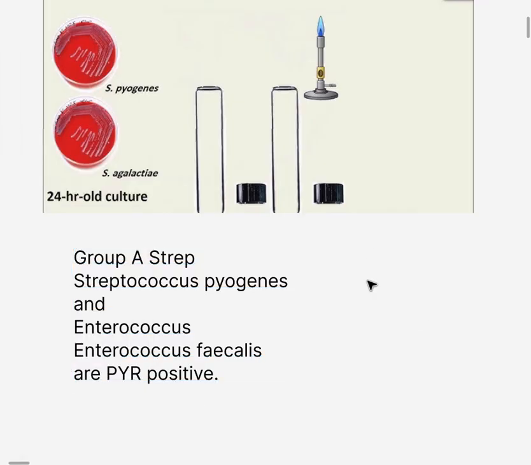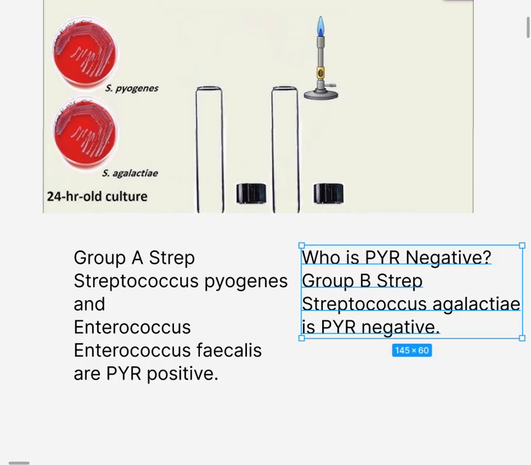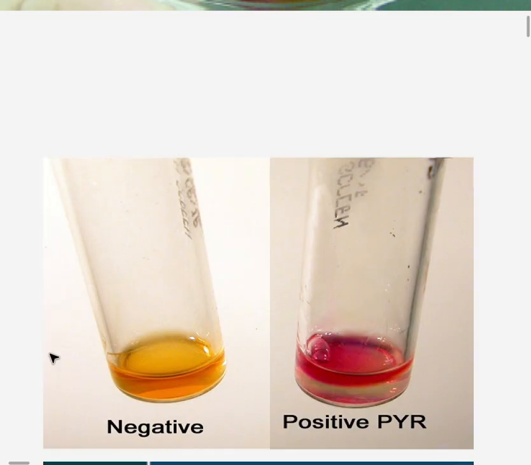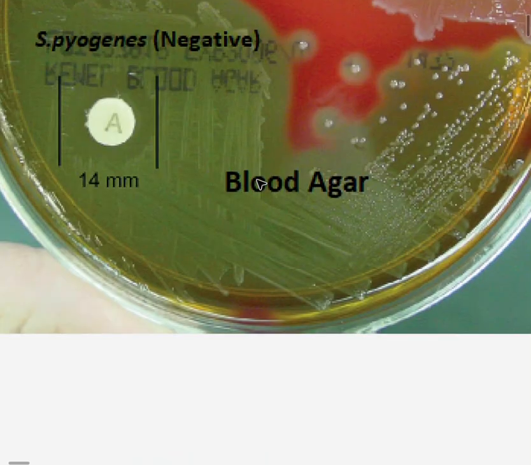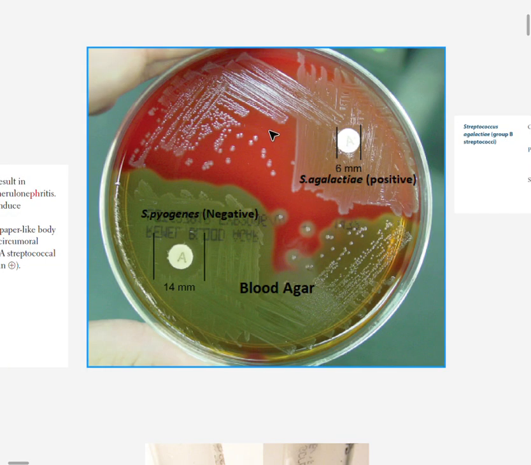How is it performed? You basically add the PYR reagent, and if the enzyme is present, you get this bright red color that appears, right? Can you see this bright red color? This appears in a positive PYR organism where the PYR enzyme is present, right? If there's no enzyme, there's no change and it's negative. So can you see this here? This is positive, and this is where you have no change, right? And this is positive, you get this red color. But this is no change, right?